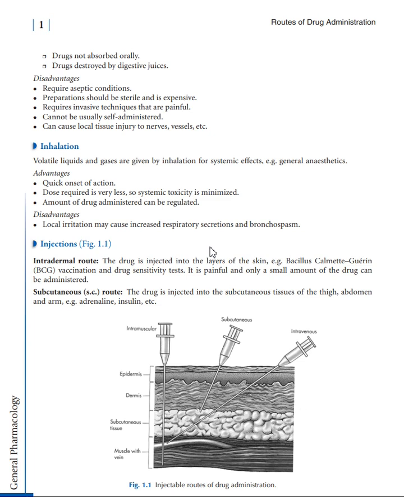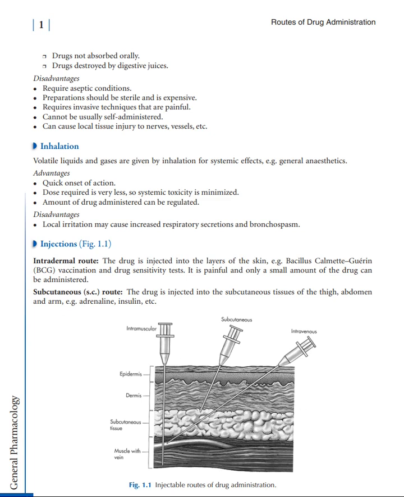We have injections. Injections can be given through the intradermal route, subcutaneous route, intravenous, that is IV, intramuscular, transdermal, etc. What is the intradermal route? The drug or injection is injected into the layers of skin. Example, in childhood you must have received the BCG vaccine, that is Bacillus Calmette-Guerin vaccination. A small amount of drug is administered.